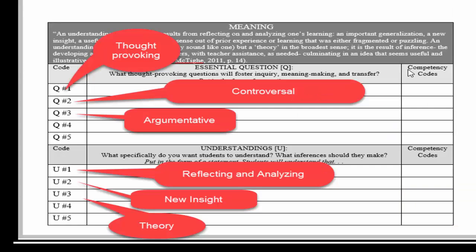The meaning component is next, and it is divided into two different sections. The essential question is a question that should be thought-provoking, causes controversy, and/or leads to an argument. They are ongoing and guiding queries by which we make clear to students that true learning is about digging deeper. It is active, not passive.